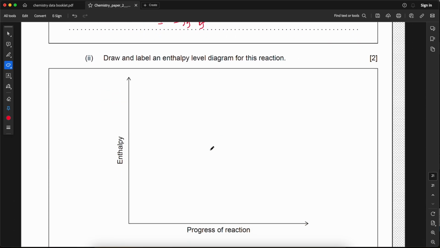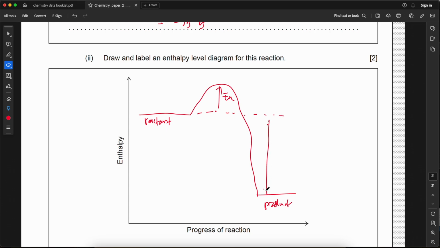Draw and label an enthalpy level diagram for this reaction. This reaction is an exothermic reaction. Therefore, the enthalpy of the reactants is higher than the products. Okay, so this will be the activation energy, and then delta H is negative because the energy is lost.